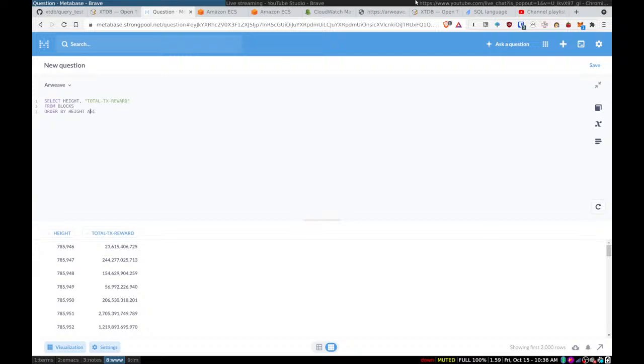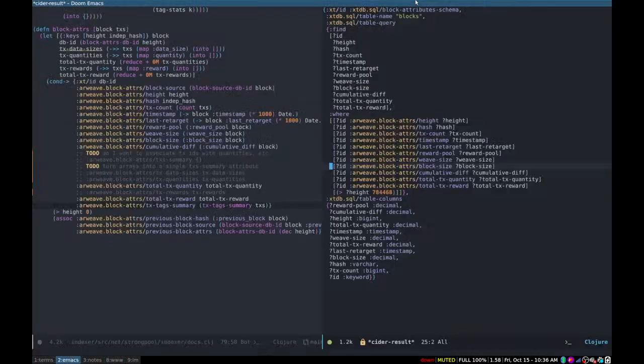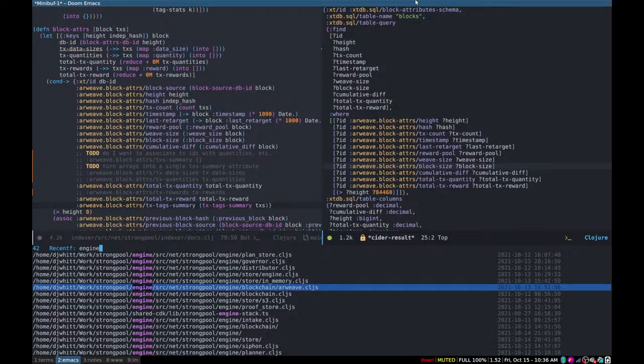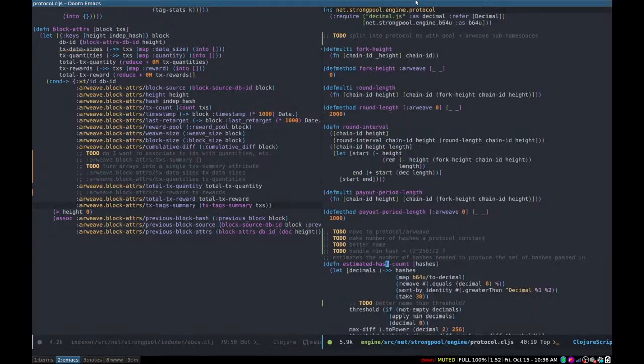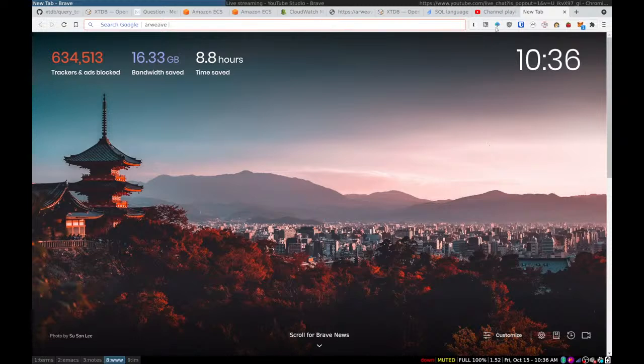Okay, and these are denominated in Winstons, which is the smallest unit of measurement in Arweave. Let's see. Oh, I have this in code too. Let me go find it in code. Where do I have it? It should be in, I think, protocol. Yeah. Okay, so I just want to get this into units I understand.